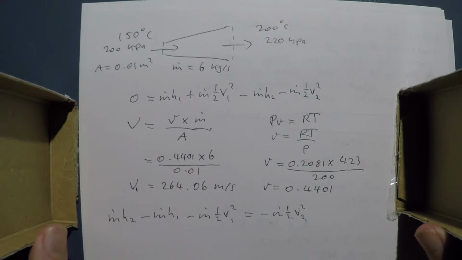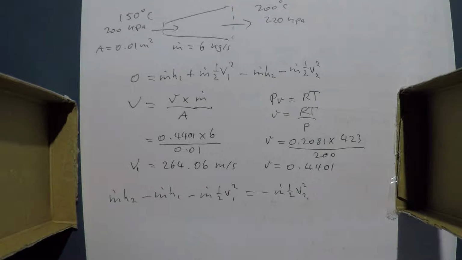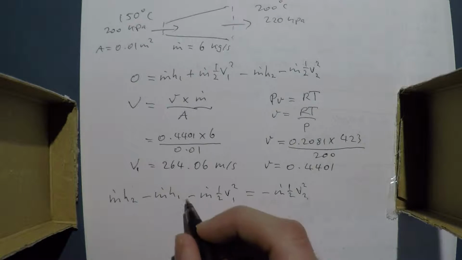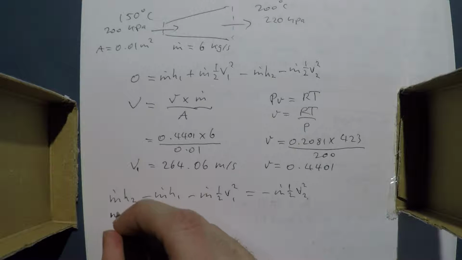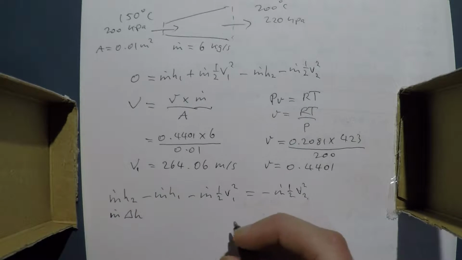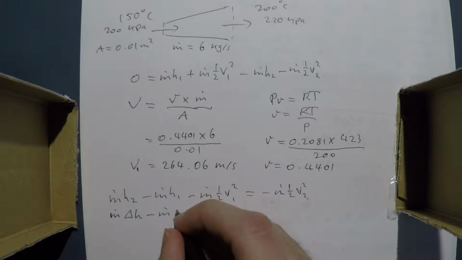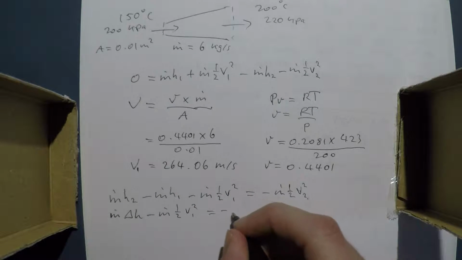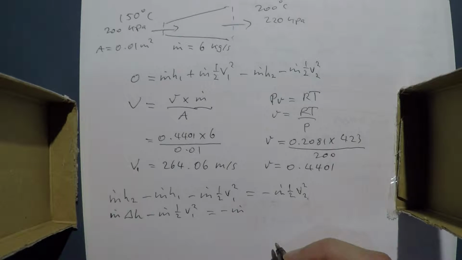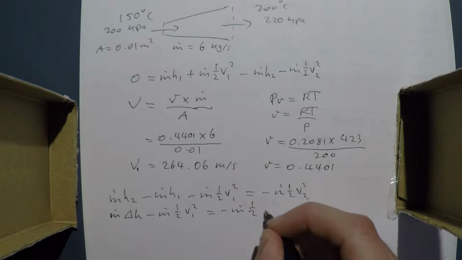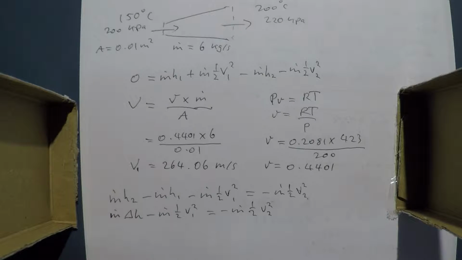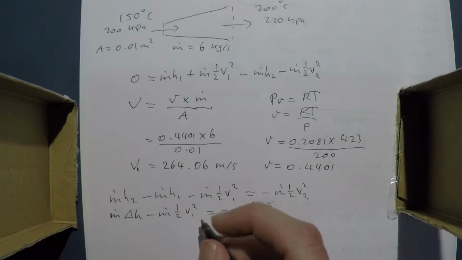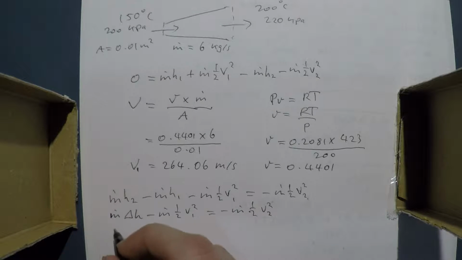Now, H2 minus H1 is delta H, so we can write this as mass flow rate delta H minus the mass flow rate, a half V squared inlet, equals the outlet kinetic energy. Alright, let's put numbers in now. So the mass flow rate is 6.